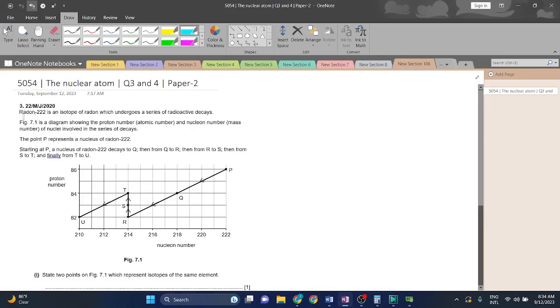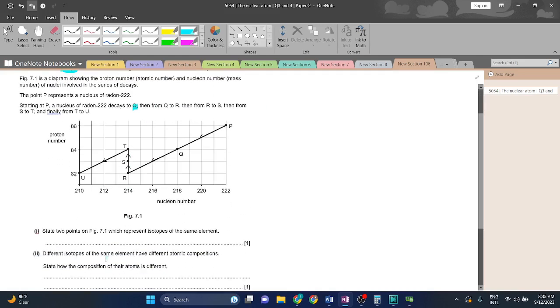Let's start. Question 3. Radon 222 is an isotope of radon which undergoes a series of radioactive decays. So its proton number and its nucleon number are changing. Figure 7.1 is a diagram showing the proton atomic number and the nucleon number, the mass number, of nuclei involved in the series of decay. The point P represents a nucleus of radon 222. Starting at P, a nucleus of radon 222 decays into Q. First it goes to radon 222. Then from Q to R, then R to S, S to T, then from T to U.